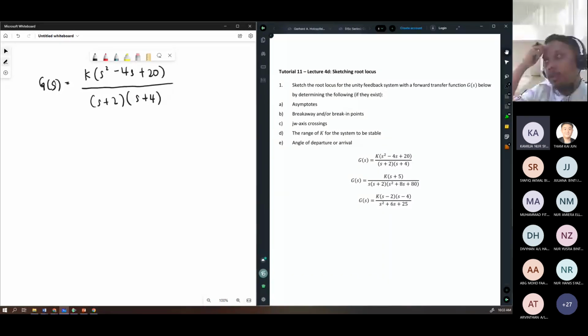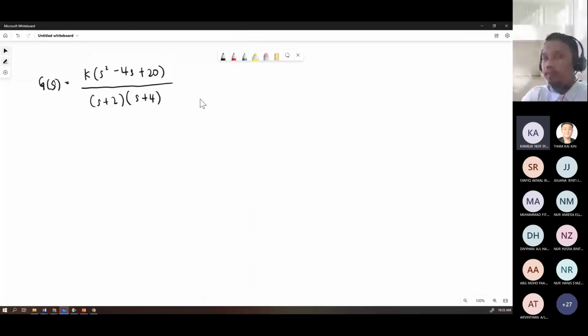Okay, so you need to determine the asymptote, breakaway, break-in points, j omega axis crossing, the range of k, and then the angle of departure or arrival. Okay, so let's look at this question first. Firstly, you need to determine the poles and zeros.